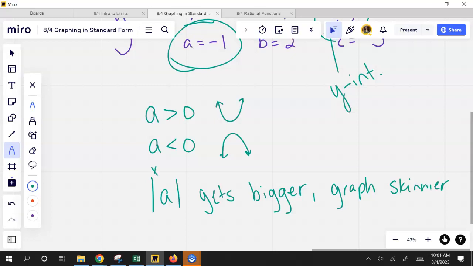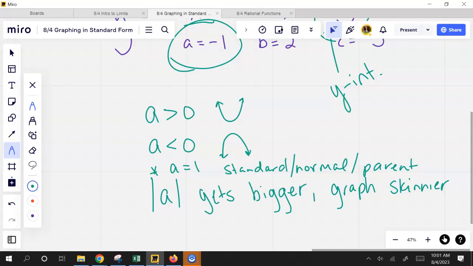And I'm just going to tell you here, when A is just 1, that's a standard normal graph. Sometimes we call it a parent graph, the width of the parent graph. So we're always comparing to 1. So as that A gets bigger, it literally shrinks in that graph. So if I had 5x squared, that's going to be much skinnier this way, okay?